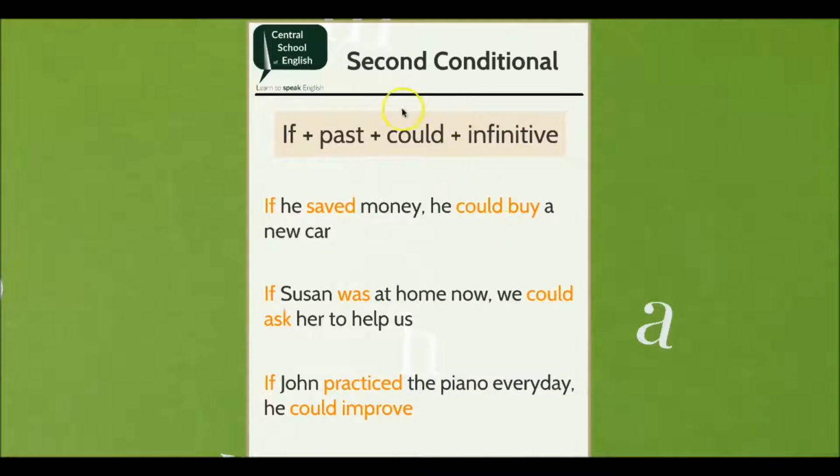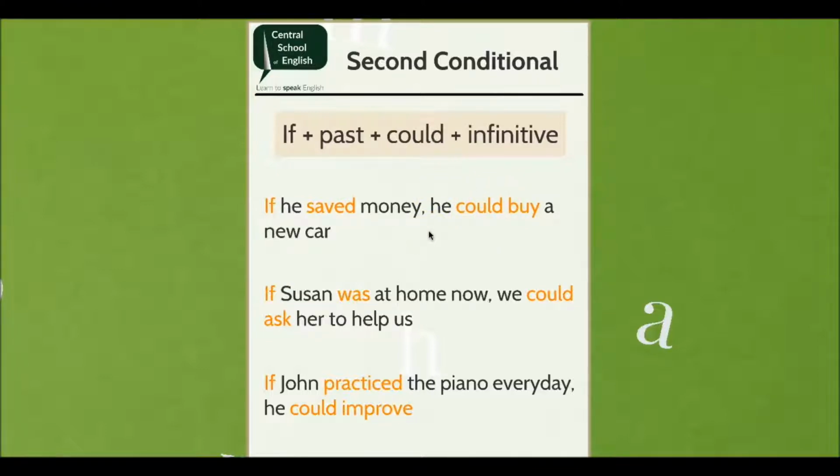We can also use the modal verb could to make sentences in the second conditional. We use the modal verb could when we want to communicate ability. To make second conditional sentences with ability, we use the structure if plus past tense plus could plus infinitive. For example, we can say, if he saved money, he could buy a new car. In this sentence, we use the second conditional because John is not saving money at the moment. We are imagining a situation. We use the modal verb could to emphasize ability.